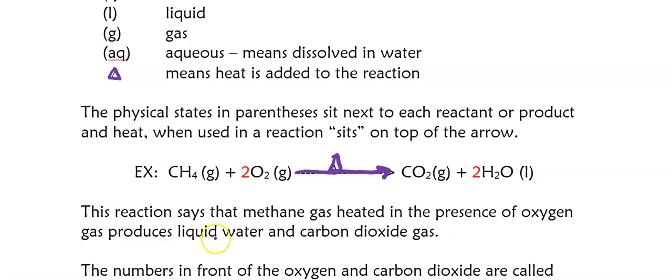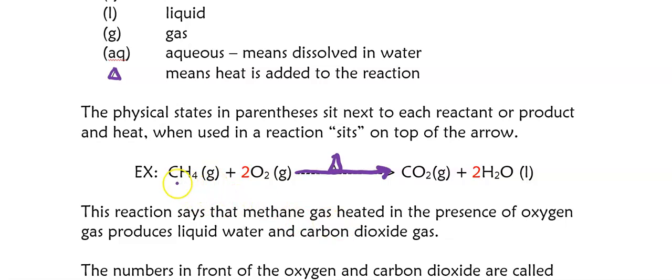So here's an example. I wrote the example in words right underneath the example that's written in symbols. Last unit focused on, can I write the formula and do I know the name? So we need to keep practicing Unit 4 throughout the rest of the year. This reaction says you have methane gas, which is CH4. You know it's a gas, so I put a little (g) there.